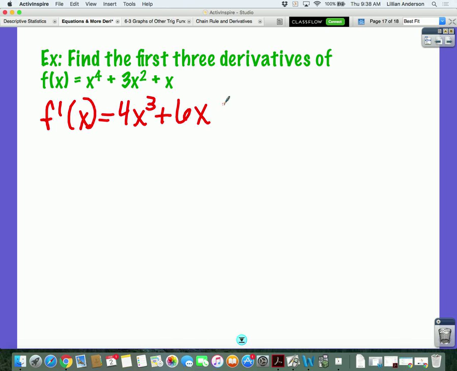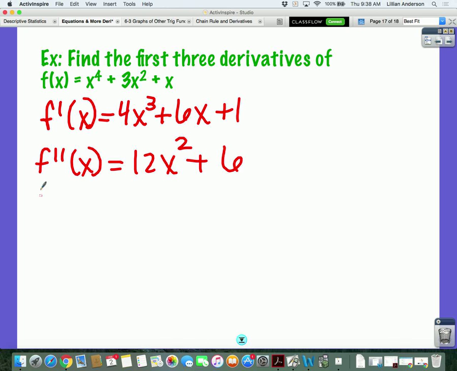Plus 6x plus 1. Good stuff. So then your second derivative comes from your first. When you bring the 3 down, 3 times 4 is? So I have a 12x squared plus 6. And then I do it again. You have the third derivative, which is?